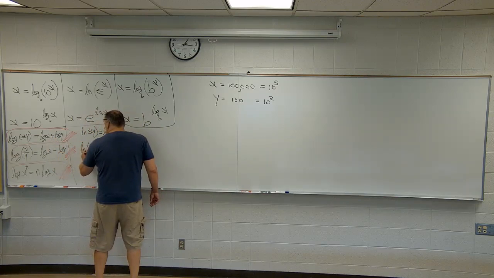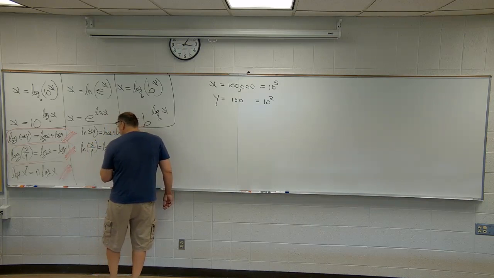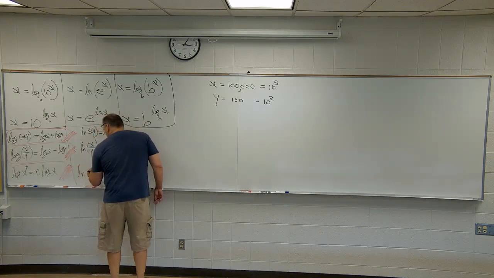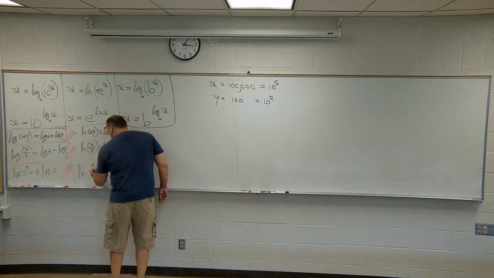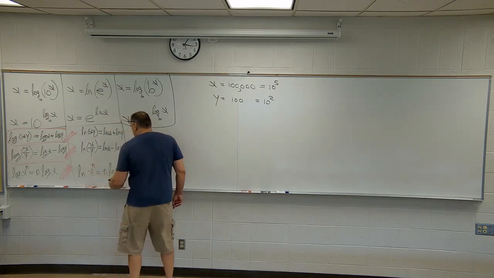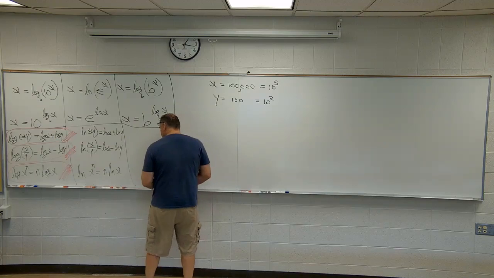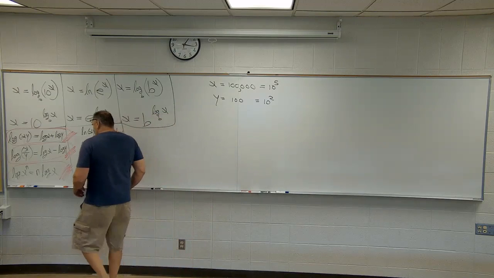The natural logarithm of a quotient is the difference of the logarithms. And the natural logarithm of an exponentiation taking place is the exponent. The natural logarithm of an exponentiated quantity is the exponent times the natural logarithm. So we got that.